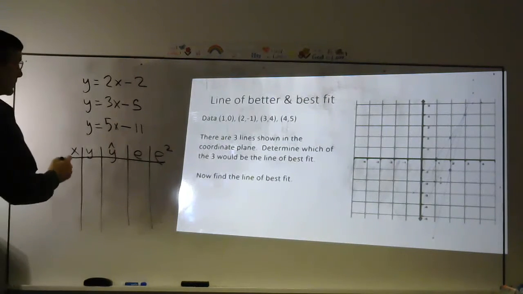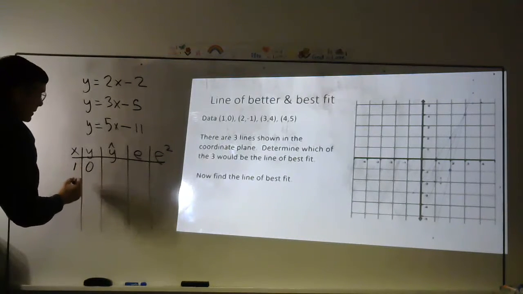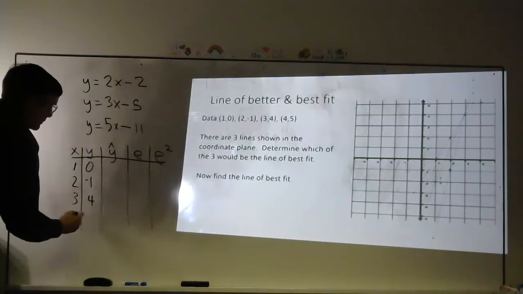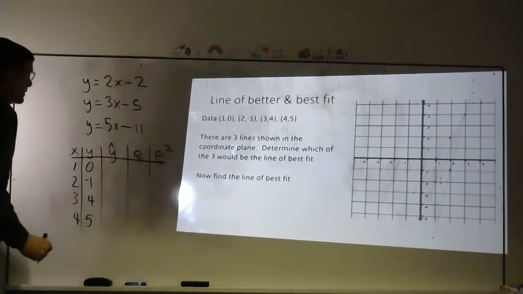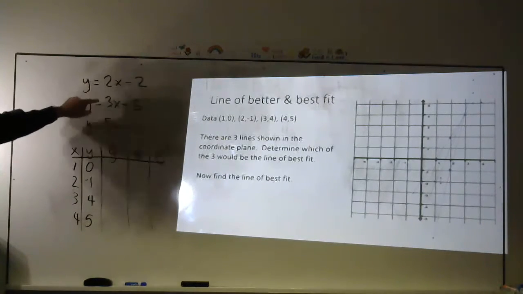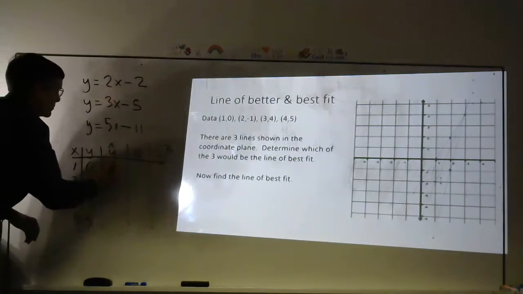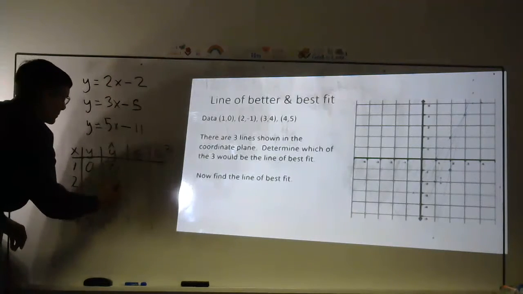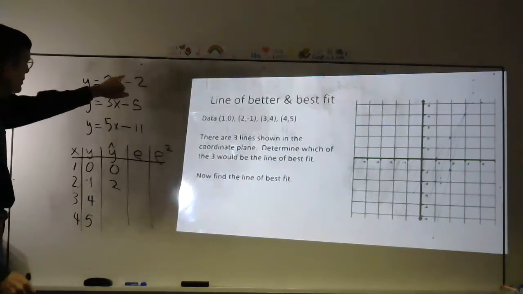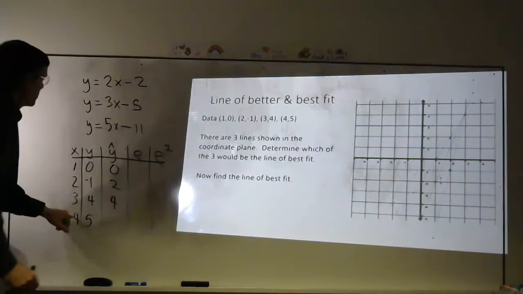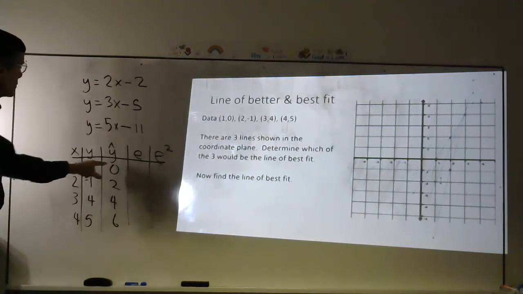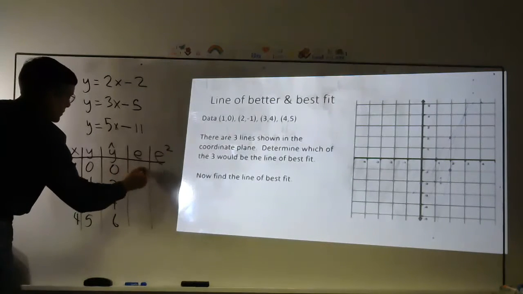All right, my data points again are (1, 0), (2, -1), (3, 4), and (4, 5). Okay? Y hat, I must put these up. I'm going to do this equation first. So you put 1 in for x, 2 minus 2 is 0. You put 2 in for x, 4 minus 2 is 2. You put 3 in for x, 6 minus 2 is 4. Put 4 in for x, 8 minus 2 is 6. Find your amount of error.